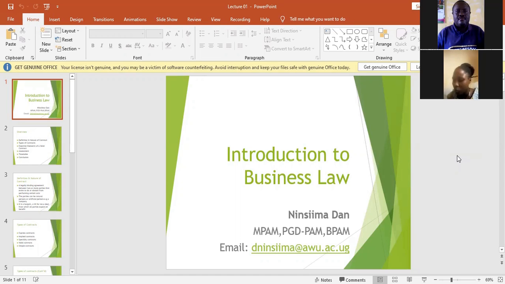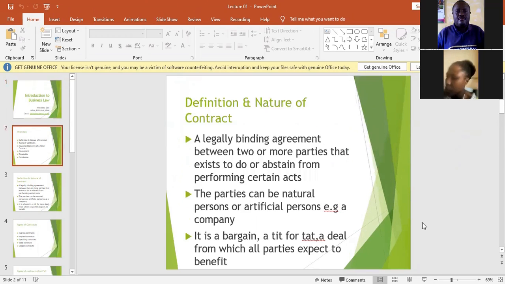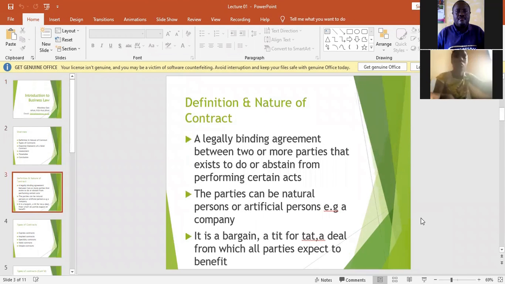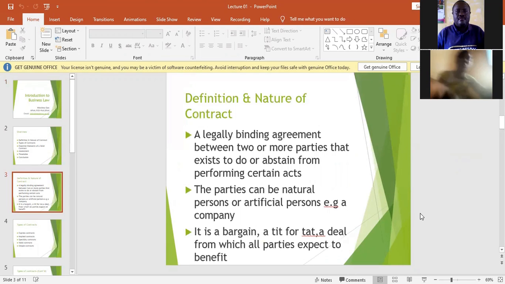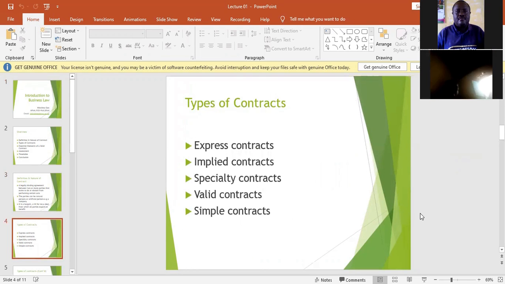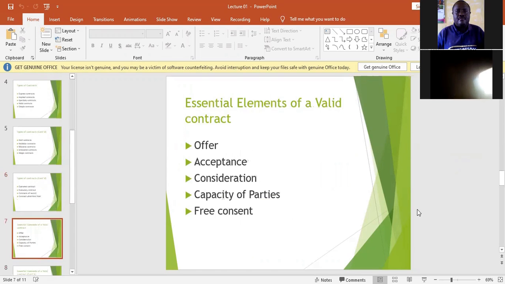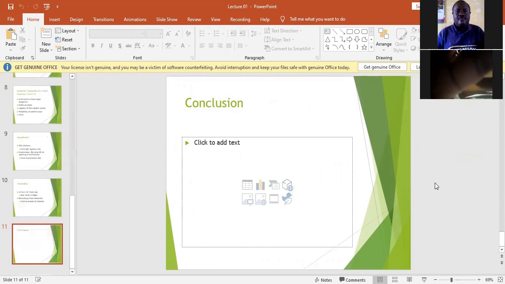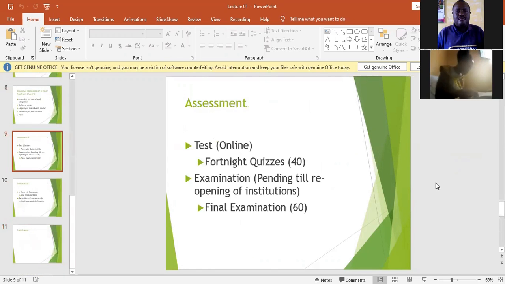So for today, let us go to another topic called vitiating factors of a contract. I hope everyone has the notes. And now I want to tell you the meaning of a vitiating factor.